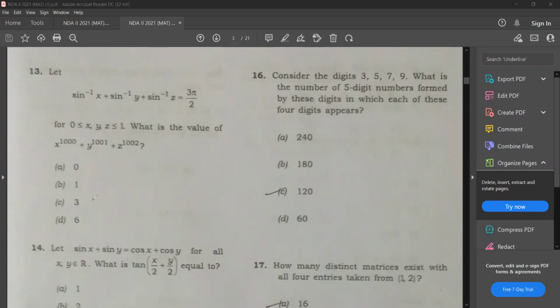They have given 3 pi by 2, so this can be pi by 2 plus pi by 2 plus pi by 2. That will give 3 pi by 2. They have given 3 pi by 2, so which option can be the correct one? So pi by 2 plus pi by 2 plus pi by 2.